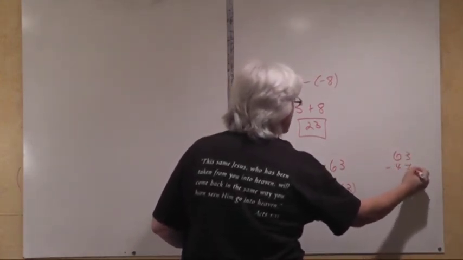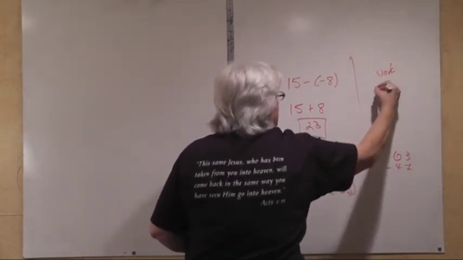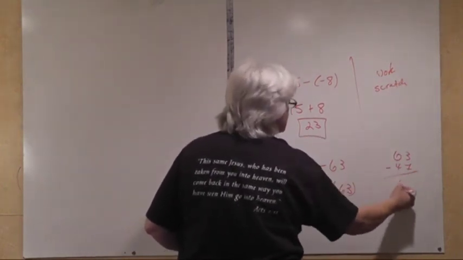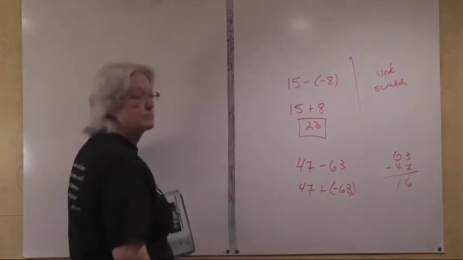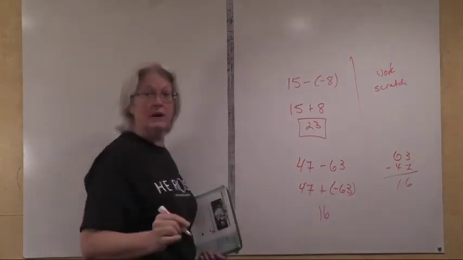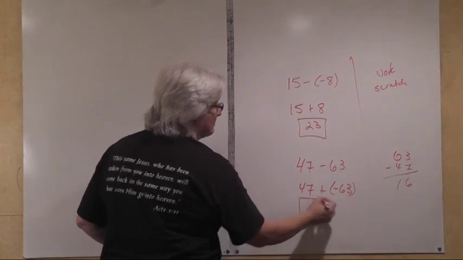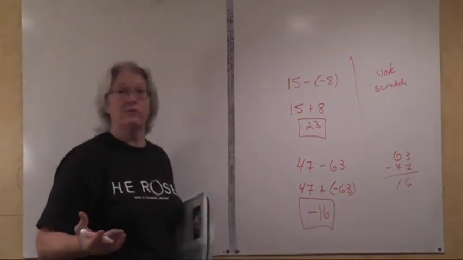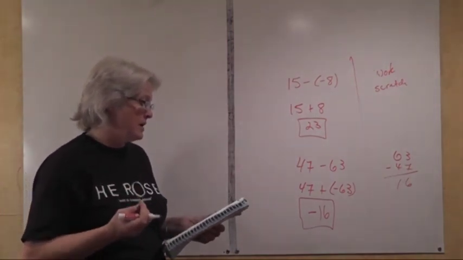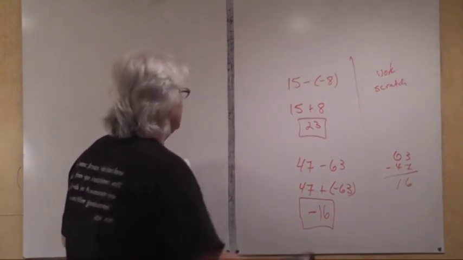63 minus 47, you've got your scratch work over to the right-hand side of the page. 63 minus 47 is 16, right? And then, because the larger absolute value number has a negative sign, you take its sign, so you have negative 16. Very, very straightforward. Just be careful when you substitute in to evaluate that you are using parentheses to indicate for sure that you've got a negative number.